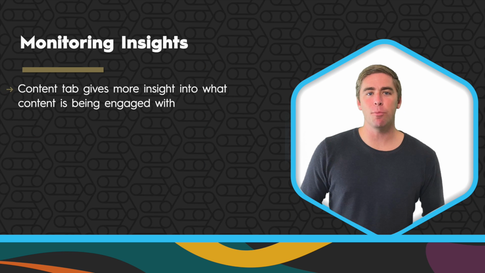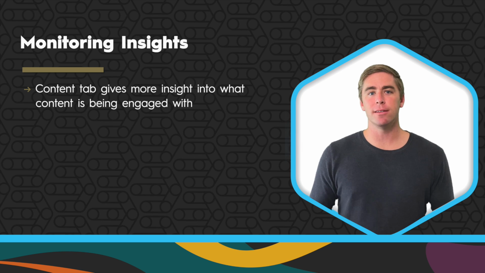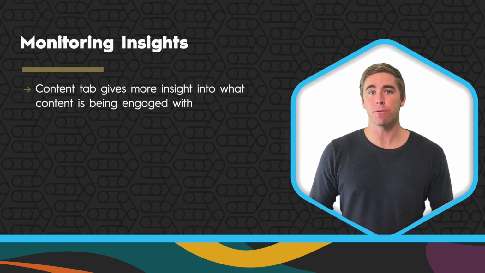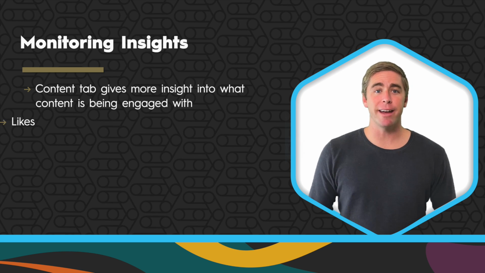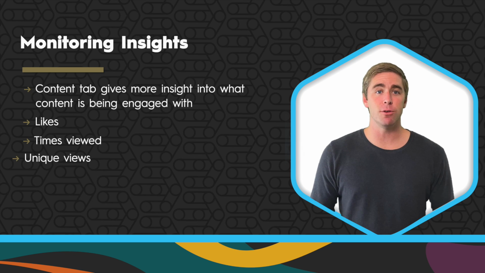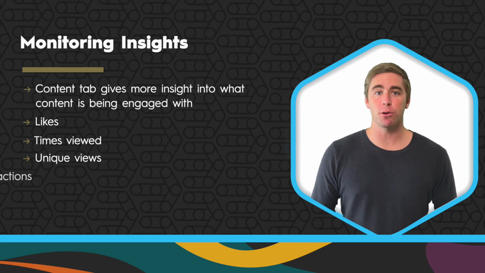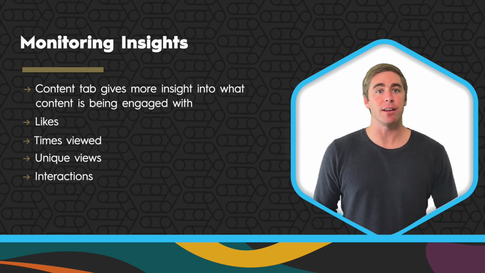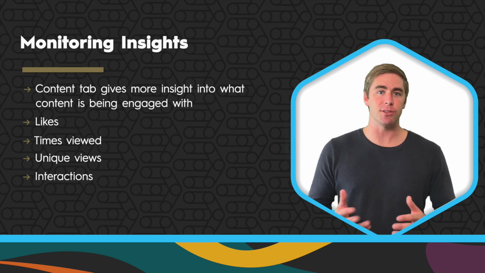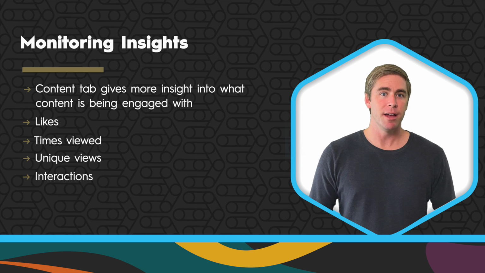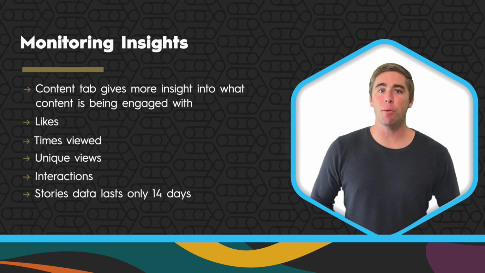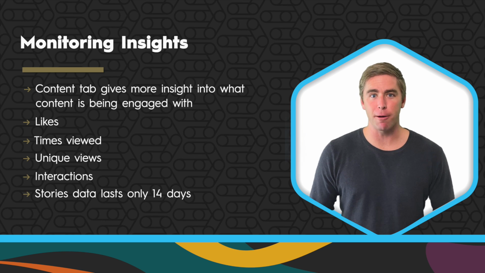The Content tab will give you more insight into what content is being engaged with and what isn't as effective, which can help shape your future content marketing strategy. You can find out how many likes each post got, how many times they were viewed, the number of unique views a post gets, and how often your posts receive interaction using likes and comments, etc. While you can find this information about both newsfeed posts and stories, it's important to remember that stories data only lasts 14 days.